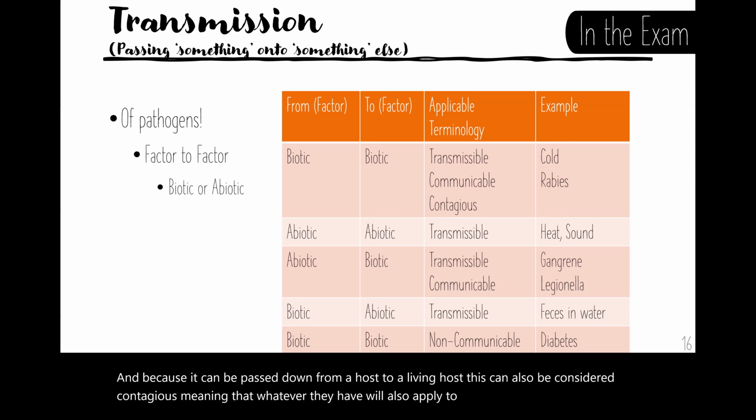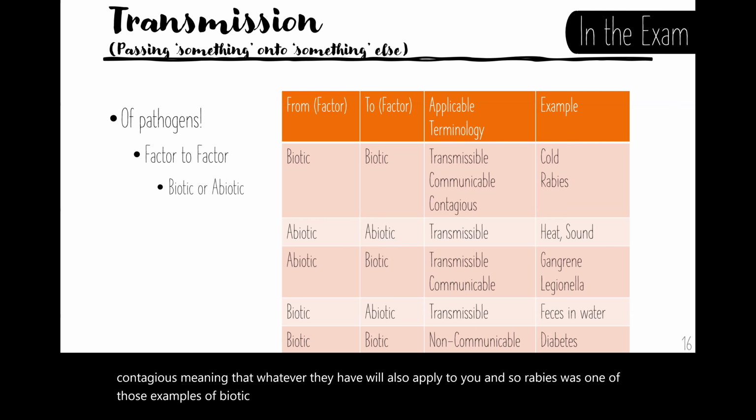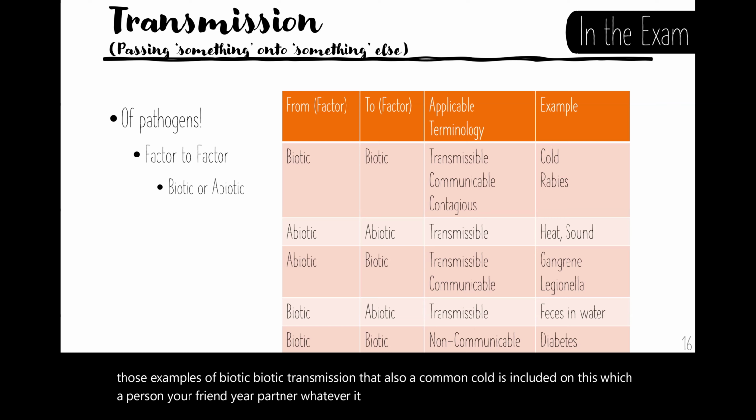And so rabies was one of those examples of biotic to biotic transmission, but also a common cold is included on this, in which a person, your friend, your partner, whatever it is, can sneeze on you or cough on you and then also transmit that.